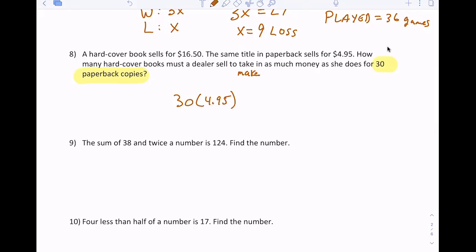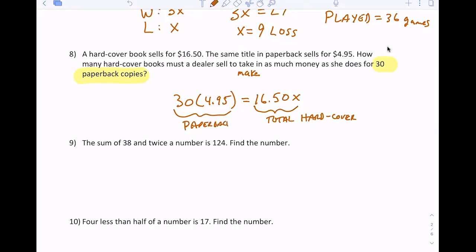Now I'm trying to figure out how many hardcover books I would have to sell. All right? So I want them to be equal. So what's the cost of a hardcover? $16.50. Now, do I know how many I have to sell? No, so that would be X. So this right here would be the total amount of money collected for the hardcover, and this would be the money for the paperback.